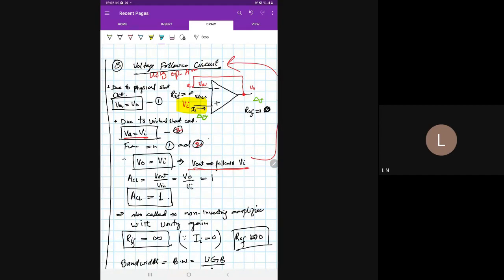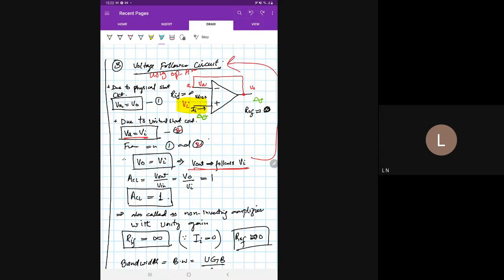So from this expression, we can see that output voltage is equal to input voltage, or we can say output voltage follows input voltage. That is why this circuit is known as the voltage follower circuit.